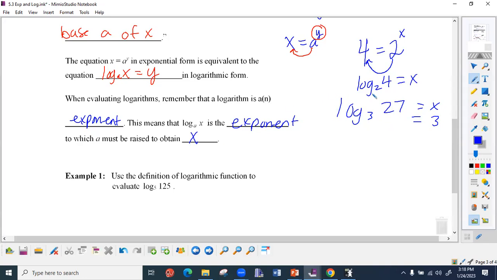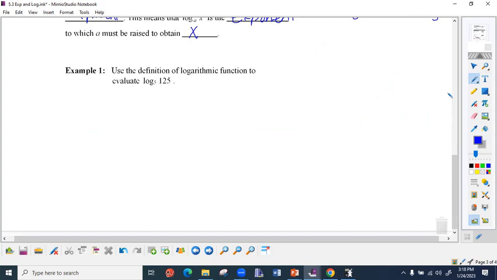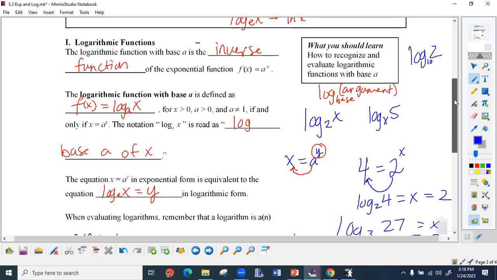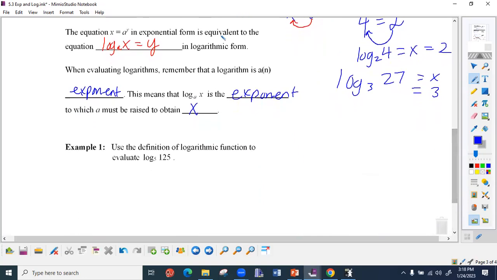Here it is saying 2 to what power equals 4. And what is that? 2. So my answer would be 2. Okay, all right. So I'm going to pause on that and give you 30 seconds to rewrite this as an exponent and evaluate and tell me the answer.